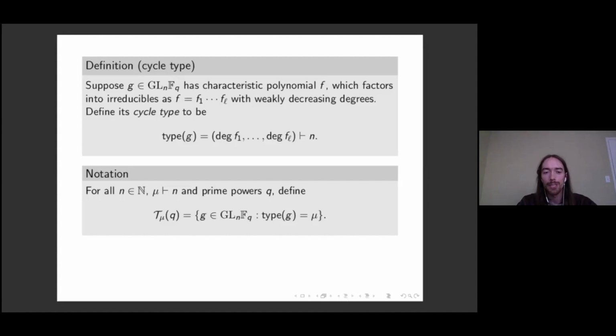Cool, so here's some notation. Nothing deep here, I just want to call this set T sub mu of Q, all the matrices with cycle type mu. And I'm calling it T rather than C because it lumps together a bunch of conjugacy classes. So I don't want to call it C sub mu of Q and risk confusing it with conjugacy. So T for type. Okay, and my philosophy is that that's just a Q analog of the permutations of cycle type mu.